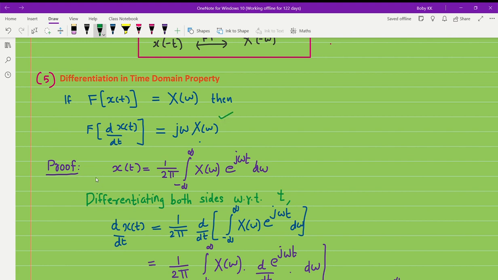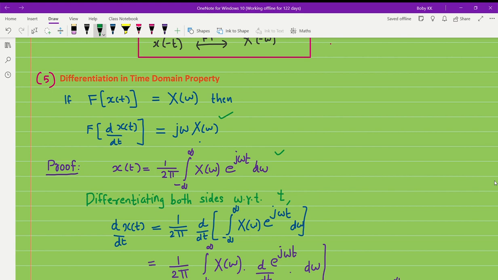Now let us consider the proof of the given property. Here let us consider the equation of the inverse Fourier transform. x of t is equal to 1 by 2 pi integral minus infinity to infinity X of omega e raised to j omega t d omega. That is the equation of the inverse Fourier transform. Now here we can differentiate both sides with respect to t.